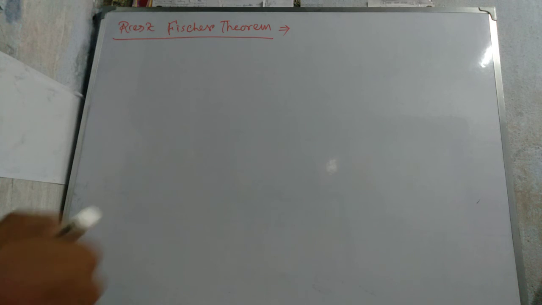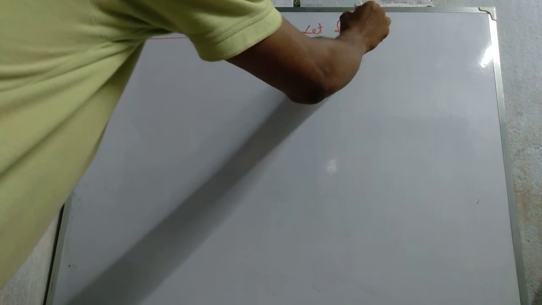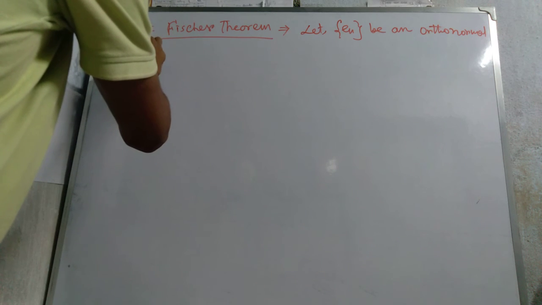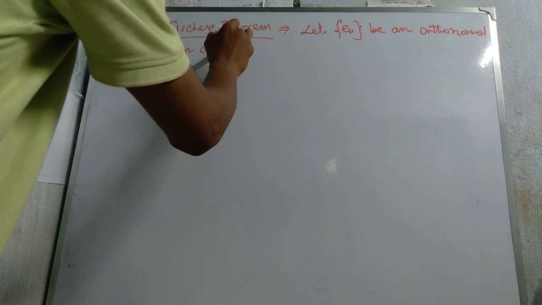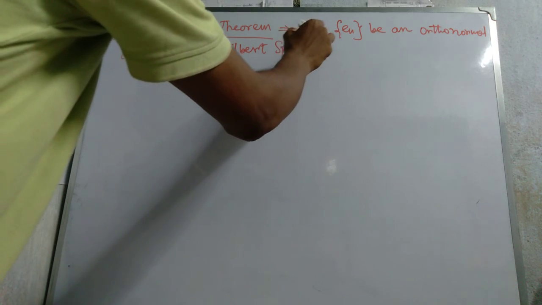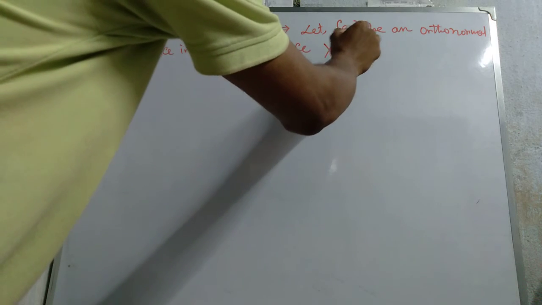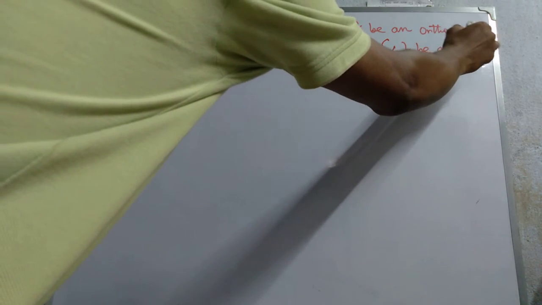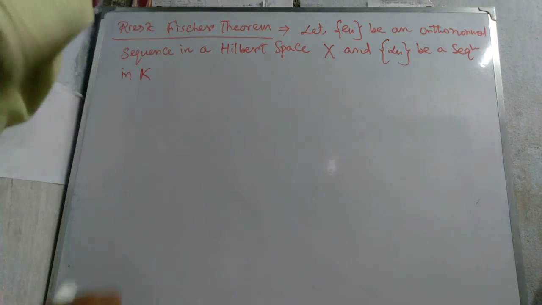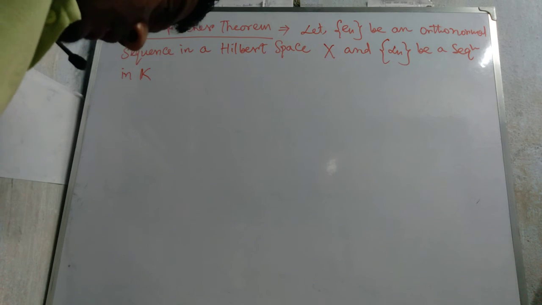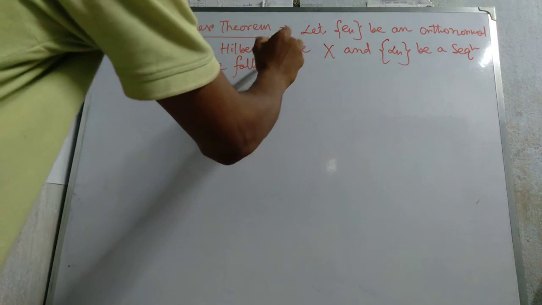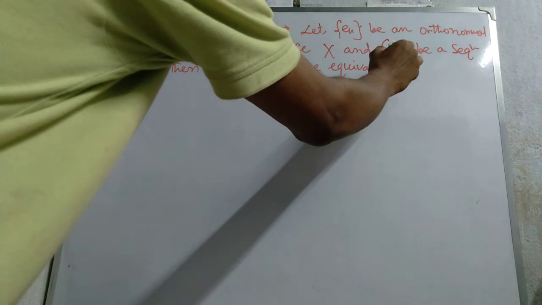Let En be an orthonormal sequence in a Hilbert space X and alpha n be a sequence in K. Then the following are equivalent.